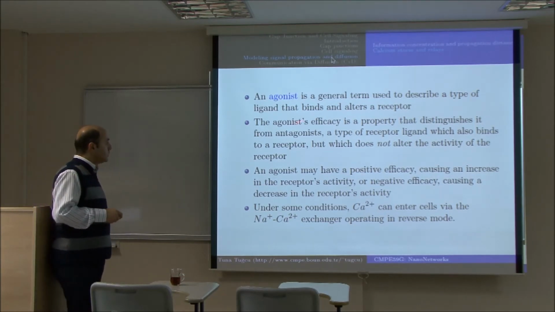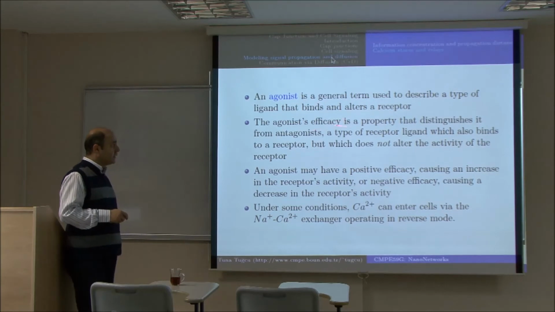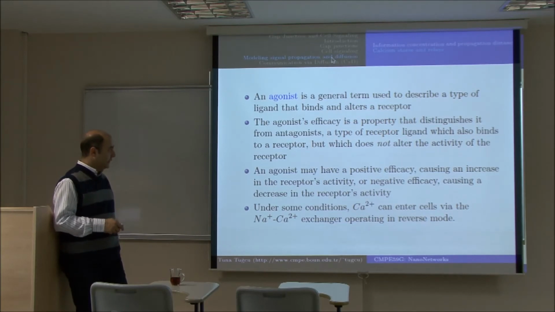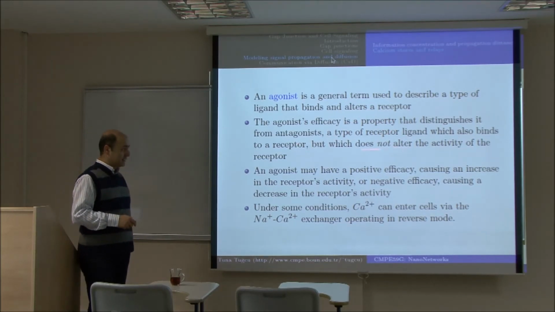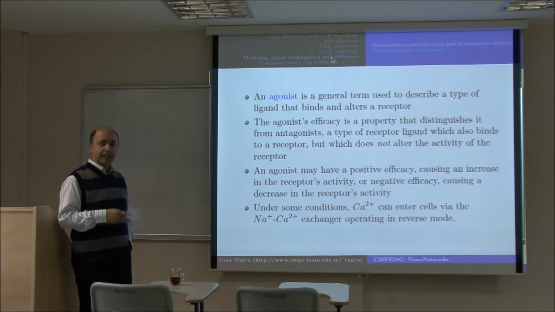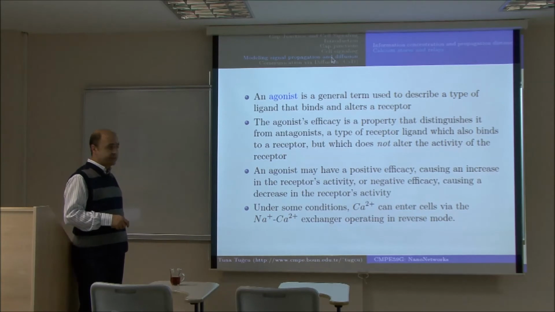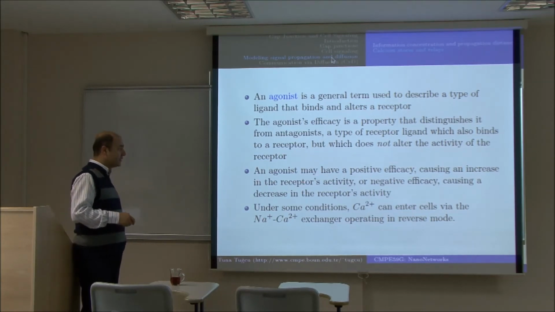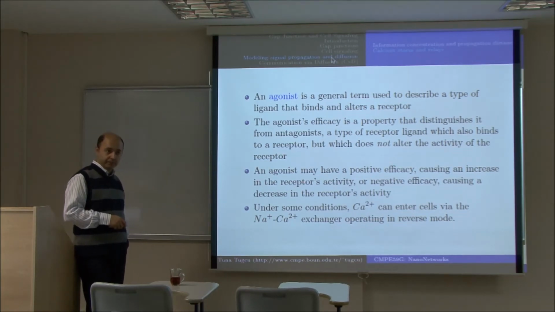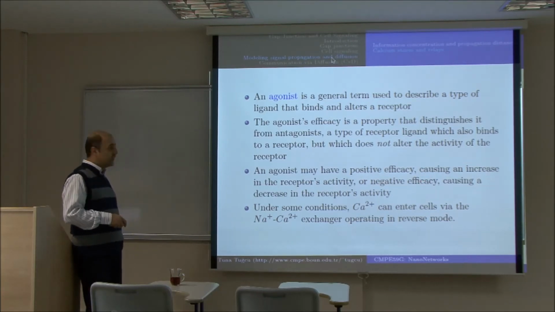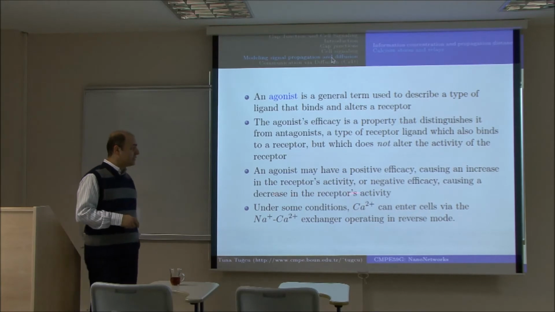Okay? So the agonist's efficacy is a property that distinguishes it from the antagonist, which is what we just discussed, which binds to a receptor but does not cause any chain reaction inside that cell. An agonist may have a positive efficacy, causing an increase in the receptor's activity, or it may also have negative efficacy. In that case, it will cause a decrease in the receptor's activity. So there are different types of agonists.